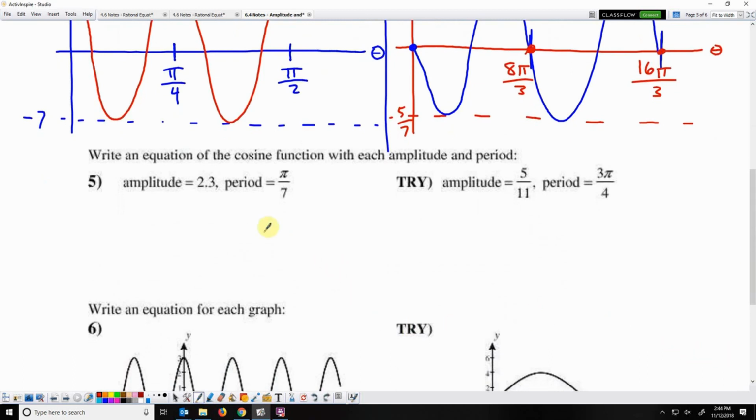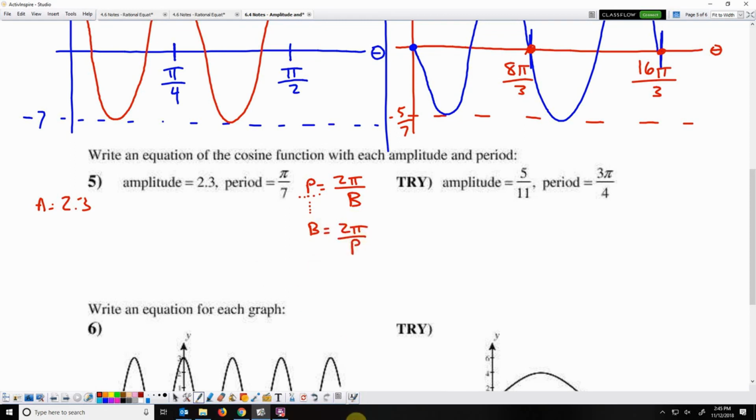Next, we are asked to write the equation for a cosine function. So both of these are going to have cosine in them. We are given the amplitude A is 2.3. We are given the period is pi over 7. If period is 2 pi over b, and I can think of this as a proportion over 1, in a proportion, I can switch diagonally anytime I want to. So b is 2 pi over period.